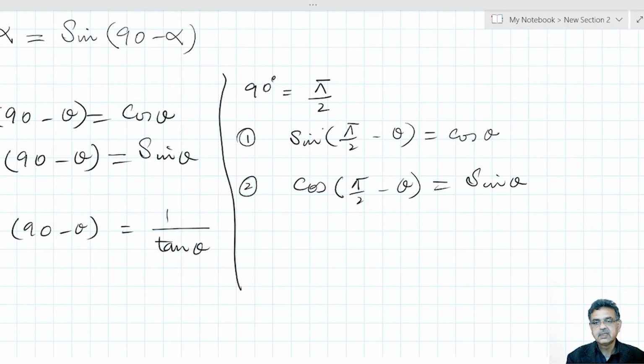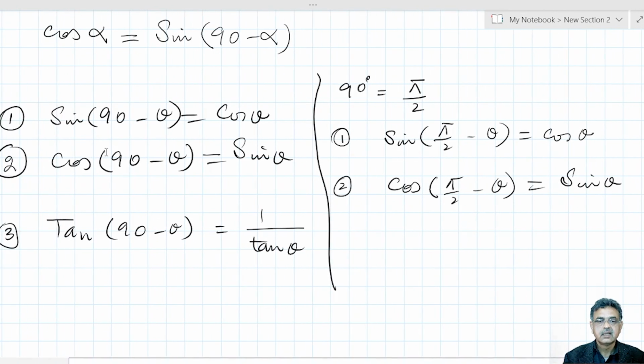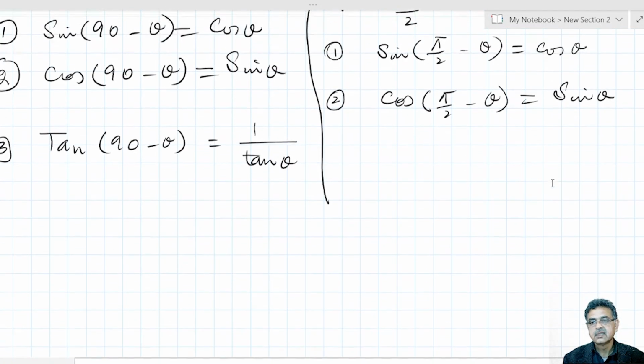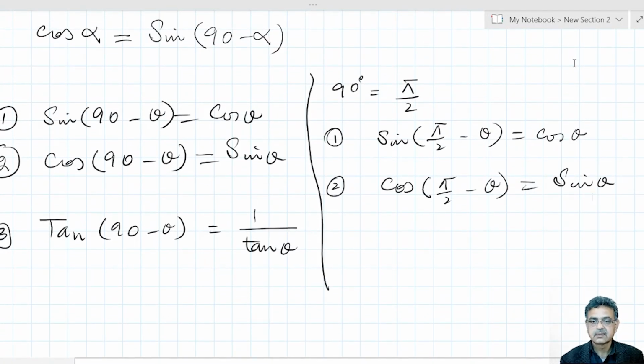There is no difference, only one thing is different: we have used pi over 2 instead of 90 degrees. And the second difference is that when we use pi over 2, then theta will also be in radians. If we write in terms of degrees, then theta is in degrees. Otherwise, if we use pi, then theta is in radians.